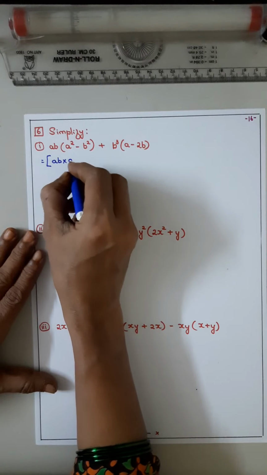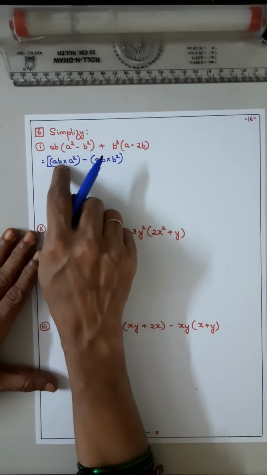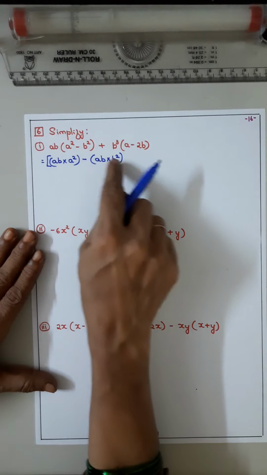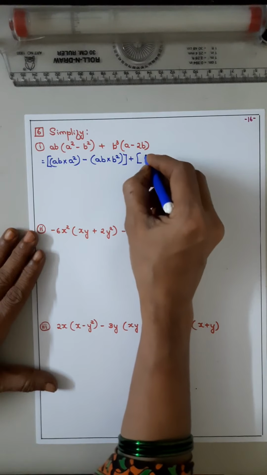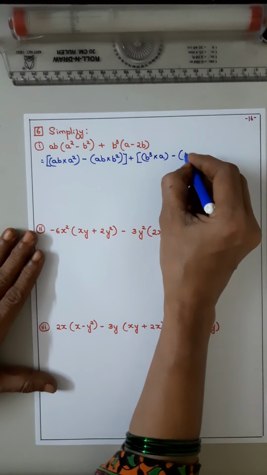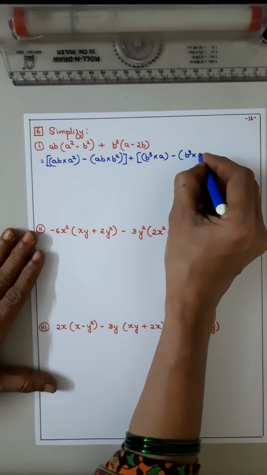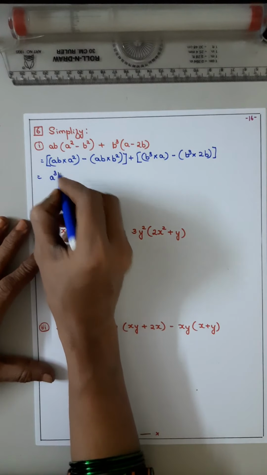AB into A squared minus AB into B squared. Then it will be B cube into A minus B cube into 2B. Okay. Now it will be A squared becomes A cube B.